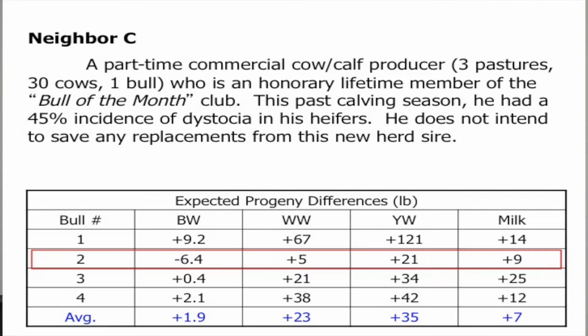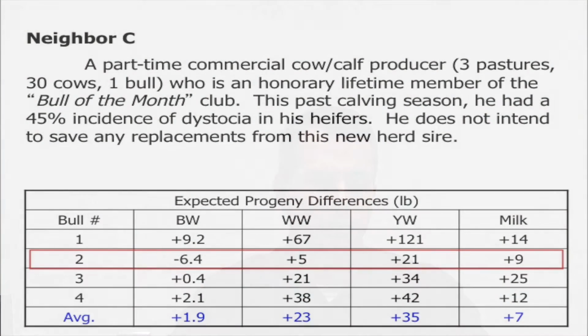This past calving season, he had a 45% incidence of dystocia in his heifers, which is huge. He does not intend to save any replacements from this new herd sire. So the question is, what is his emphasis going to be on this next bull to use on these replacement females? Well, the obvious answer is we need a low birth weight bull because he had such a high incidence of dystocia. If we look at bull number 2, he had a negative 6.4 on birth weight. The average of the breed was 1.9. So you can see he's well below any of those other bulls that we have there.